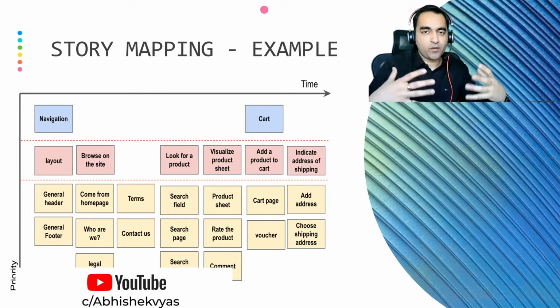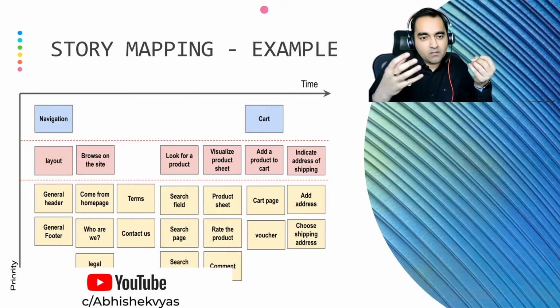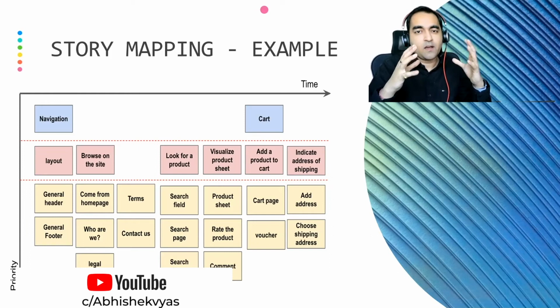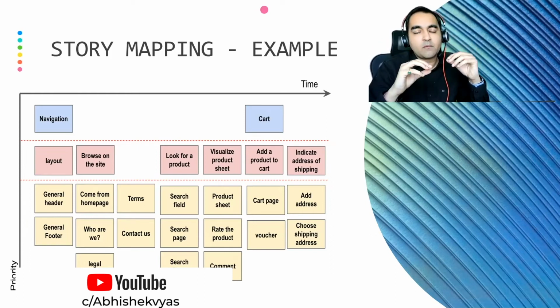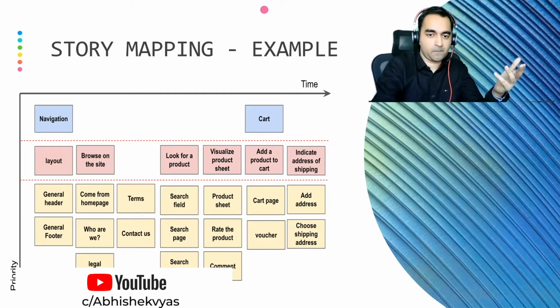Now, suppose you have 100 stories or 50 stories over a period of time. This gives a really good picture to the entire team to understand how the flow is happening and also arrange it based on the priority. So which one to pick first and which to pick next.